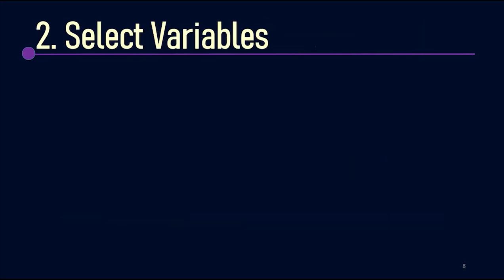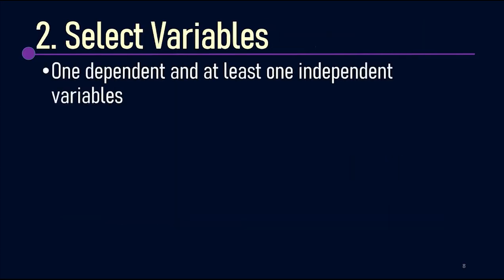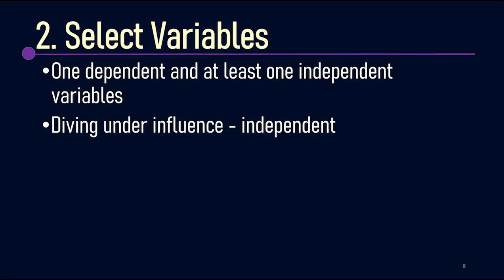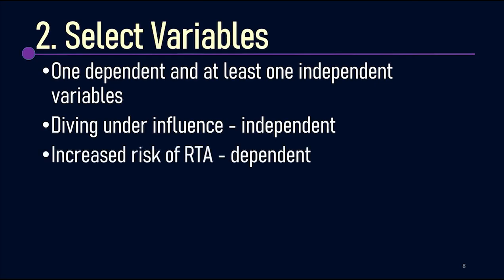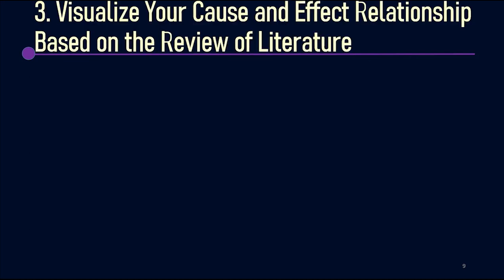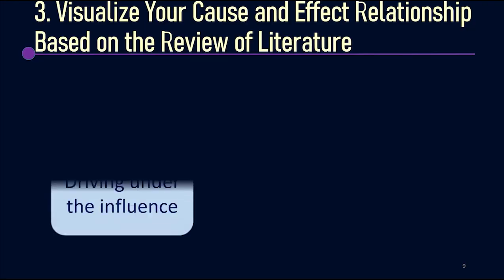Next step will be to select the variables, and you always need to have one dependent and at least one independent variable to make a conceptual framework. In our previous example, driving under the influence is the independent variable and increased risk of road traffic accident is the dependent variable.